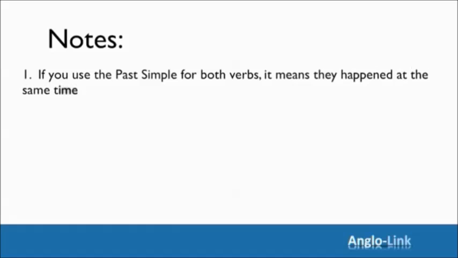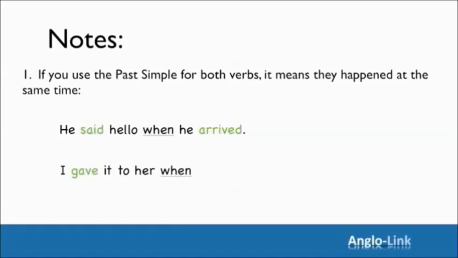You might see past simple tense used twice in the same sentence. If you use the past simple tense for both verbs in a sentence, it means that the 2 actions happened at the same time. Have a look at this example. He said hello when he arrived. The 2 actions happened at the same time, and they were the same length. 2 quick actions. Another example. I gave it to her when I saw her.